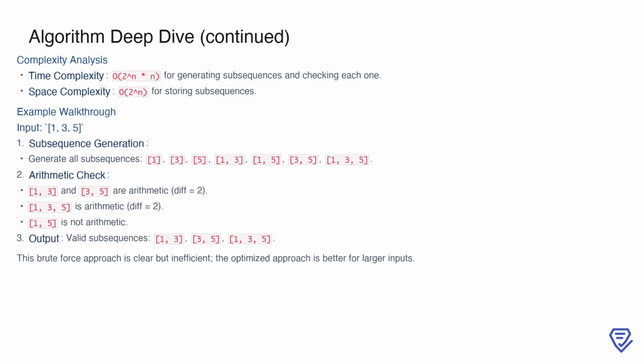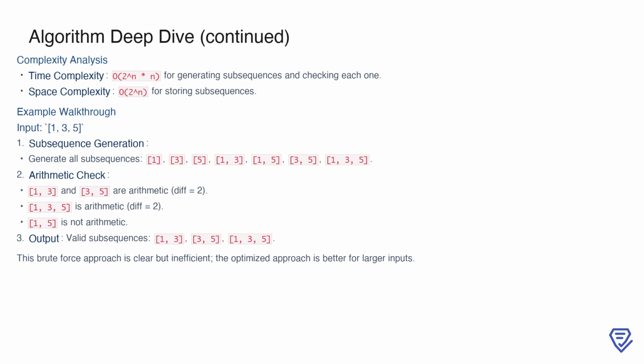To illustrate this approach with an example, consider the input array 1, 3, 5. First, we generate all possible subsequences: 1, 3, 5, 1 3, 1 5, 3 5, and 1 3 5. Then, we check each subsequence to determine which ones are arithmetic.